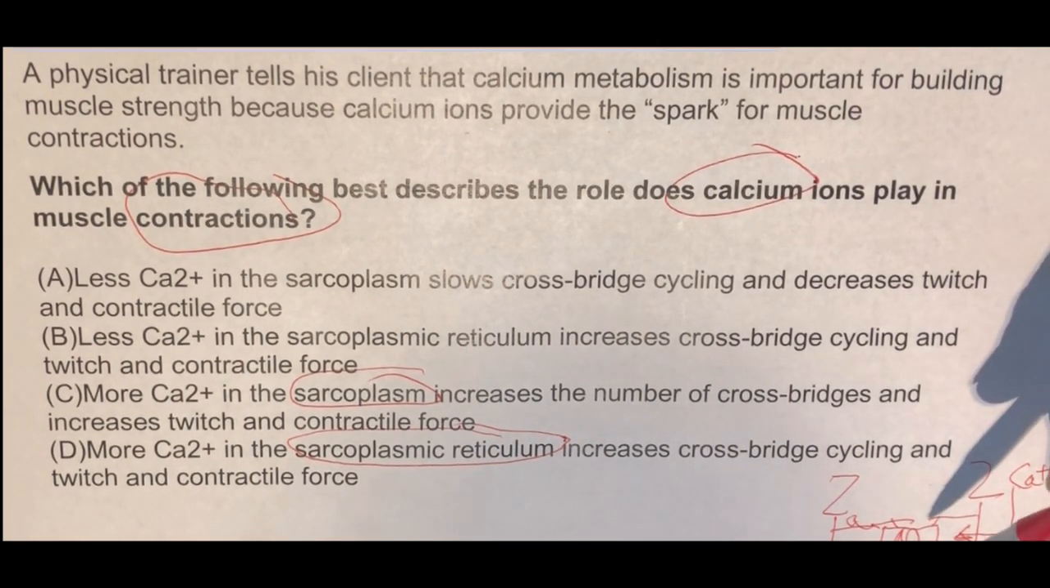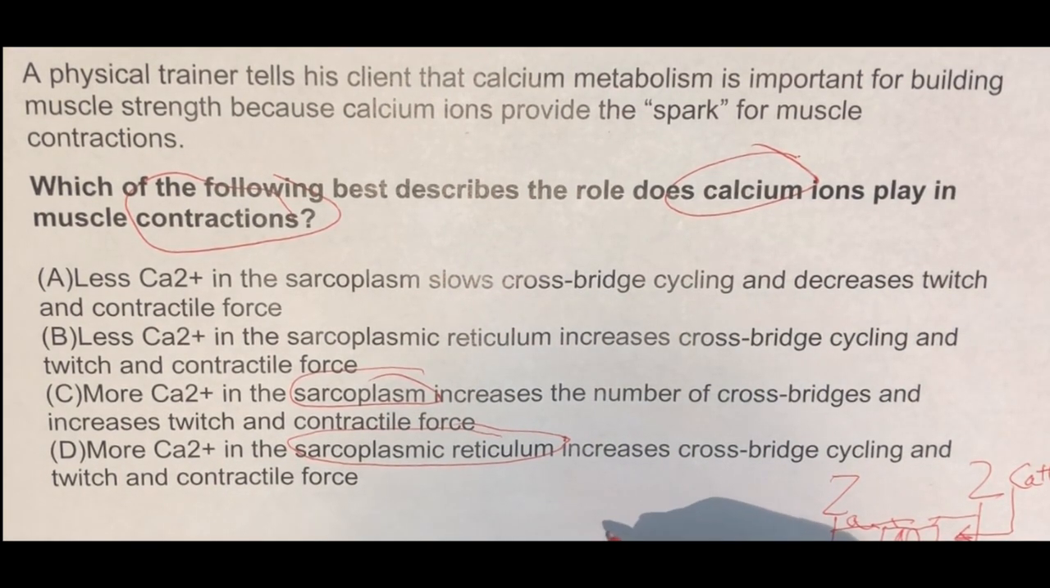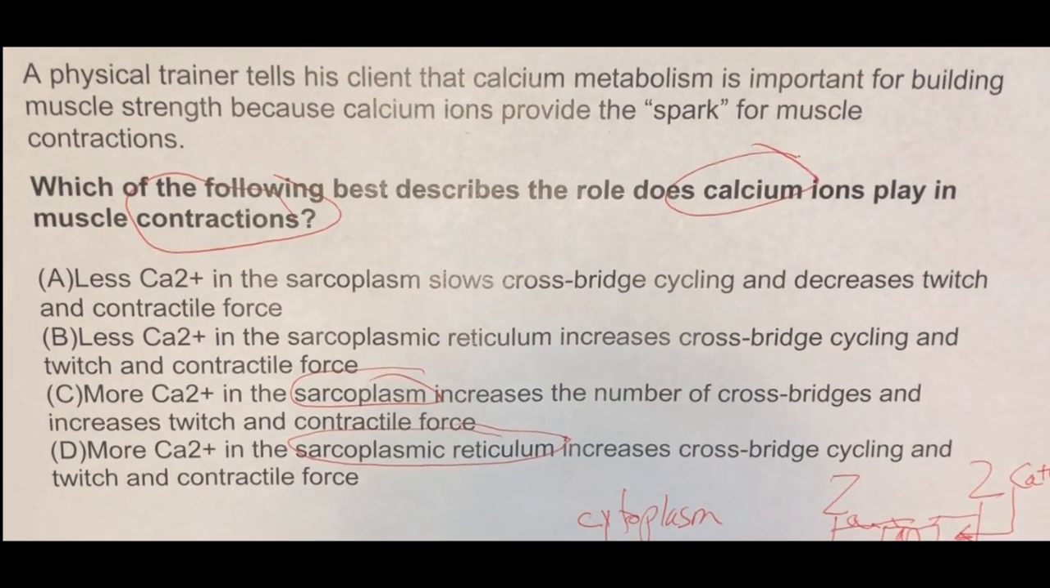So the calcium's coming from the sarcoplasmic reticulum to increase the cross-bridge cycling and muscle twitch and contractile force, not the sarcoplasm. Where is the sarcoplasm? It's a confusing term. We consider the sarcoplasm the cytoplasm, where we have the entire sarcomere.